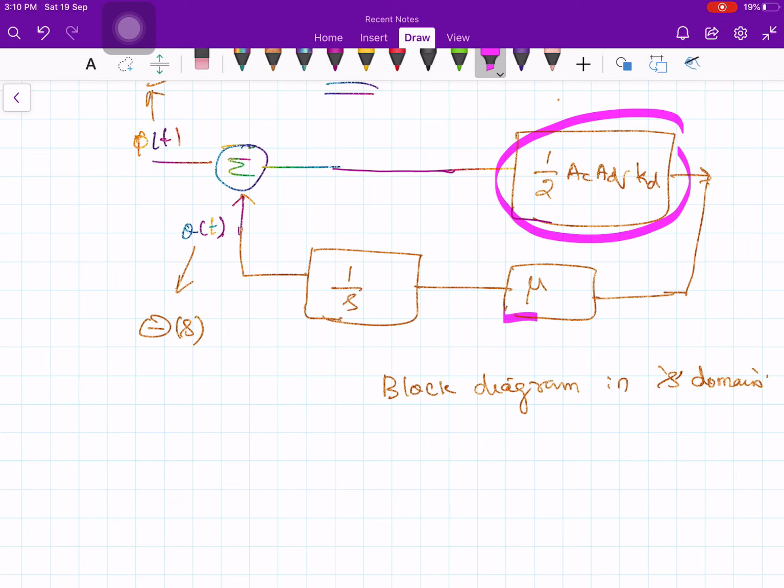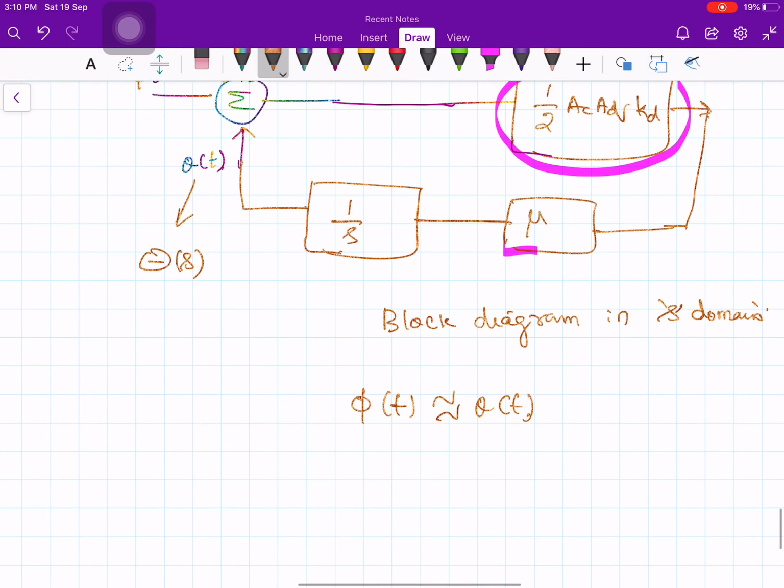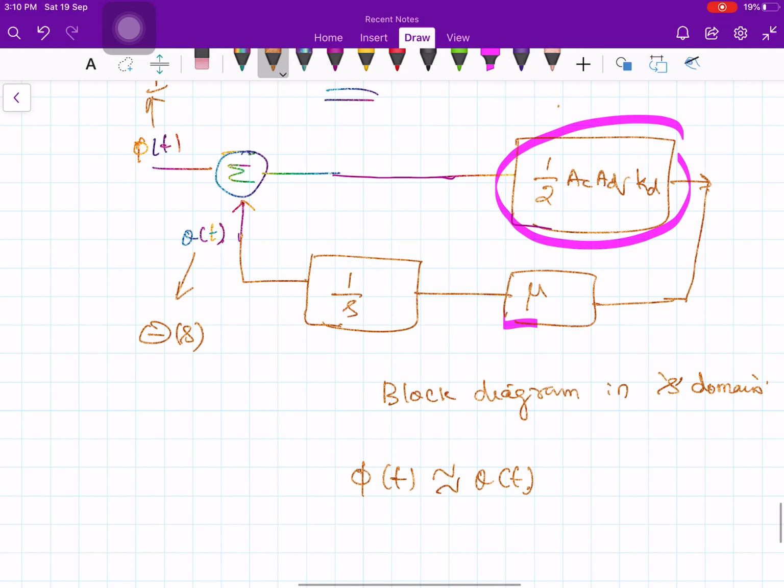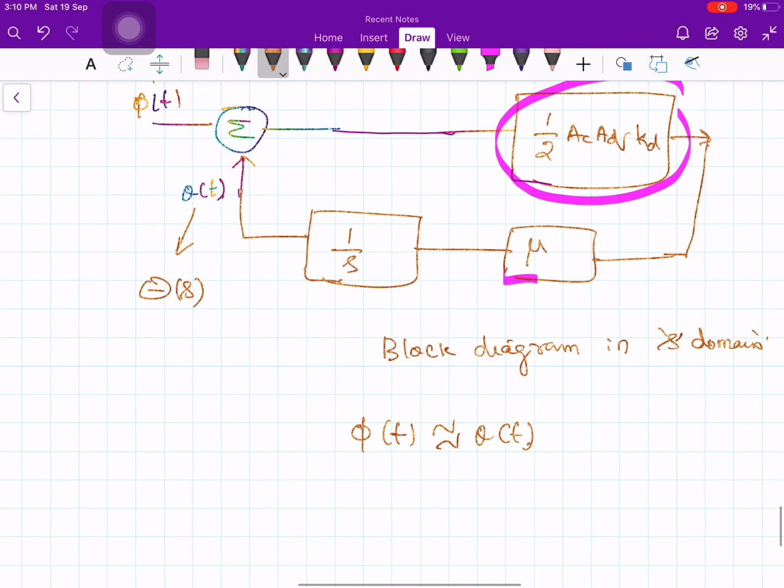Okay, since we assumed that the loop is in a locked condition, which means that phi of t is approximately equal to theta of t. The difference is very small. So basically what we are saying is phi of t is approximately equal to theta of t. So this would in turn imply that d phi of t by dt is equal to d theta of t by dt approximately.